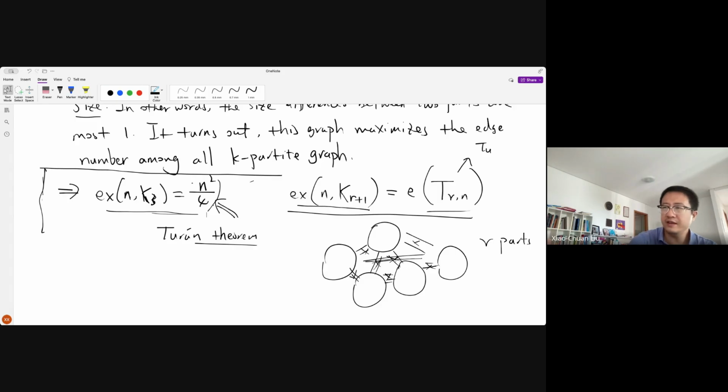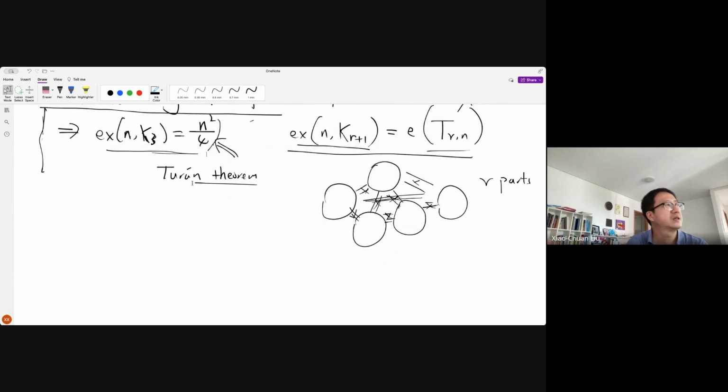Okay, so I think all these graphs are pretty natural. So you partition a graph basically into r parts with equal size, and there is no edge inside, and you see all edges between parts. So this is a Turán graph. Okay, so what's next?